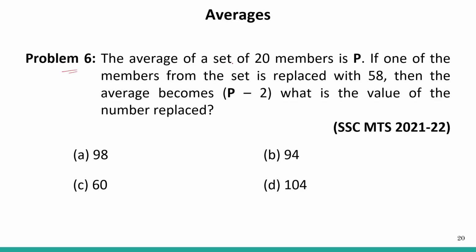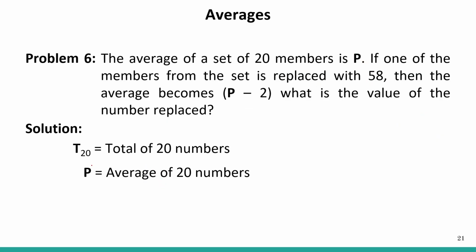So the average of a set of 20 members is P. What is given is, if one of the members from the set is replaced with 58, then the average becomes P minus 2. Then what is the value of the number replaced? This question has been asked in the SSC MTS 2021-2022 paper. So which among these four, that is option A, B, C, D, is correct?